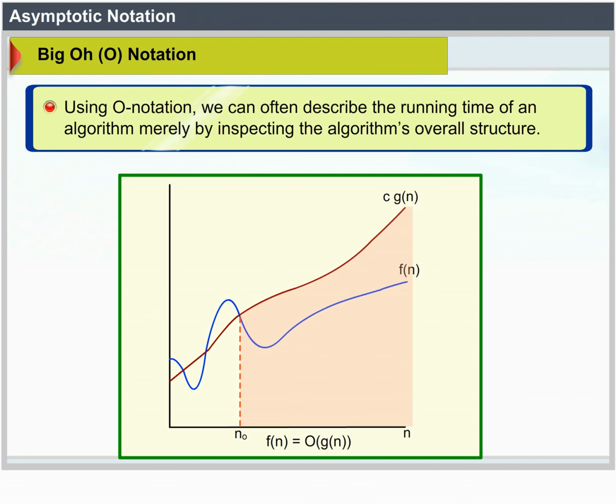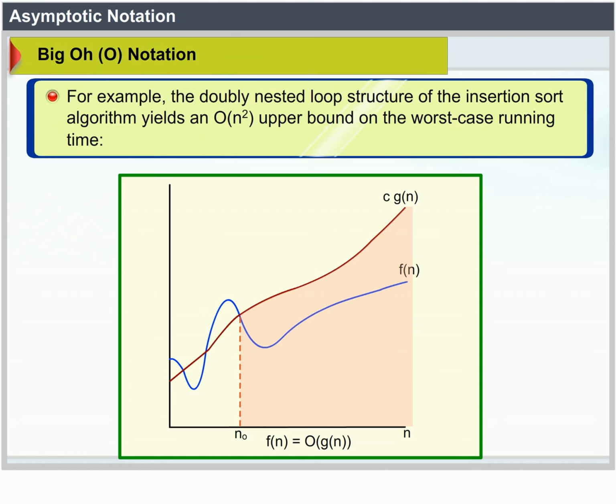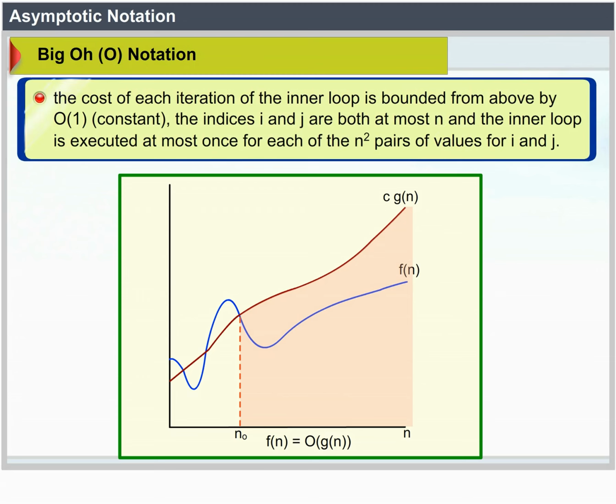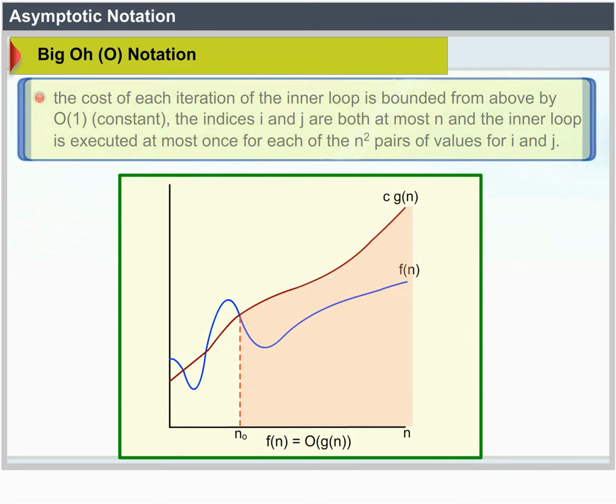Using big O notation, we can often describe the running time of an algorithm merely by inspecting the algorithm's overall structure. For example, the doubly nested loop structure of the insertion sort algorithm yields a big O of n squared upper bound on the worst case running time. The cost of each iteration of the inner loop is bounded from above by big O of 1, a constant. The indices i and j are both at most n, and the inner loop is executed at most once for each of the n squared pairs of values for i and j.